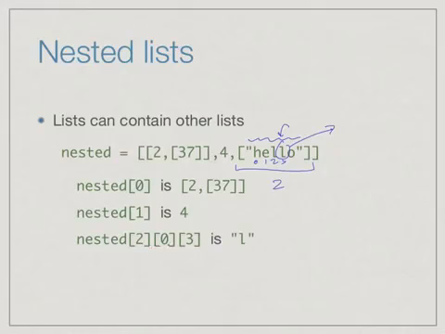Right? So nested of 2 takes us to the last value in the list nested. In that we look at position 0, which is the first value in the nested list. And in that we look at position 3, which is the third character in the sequence contained in that position. And we get the character L, or the string L actually.